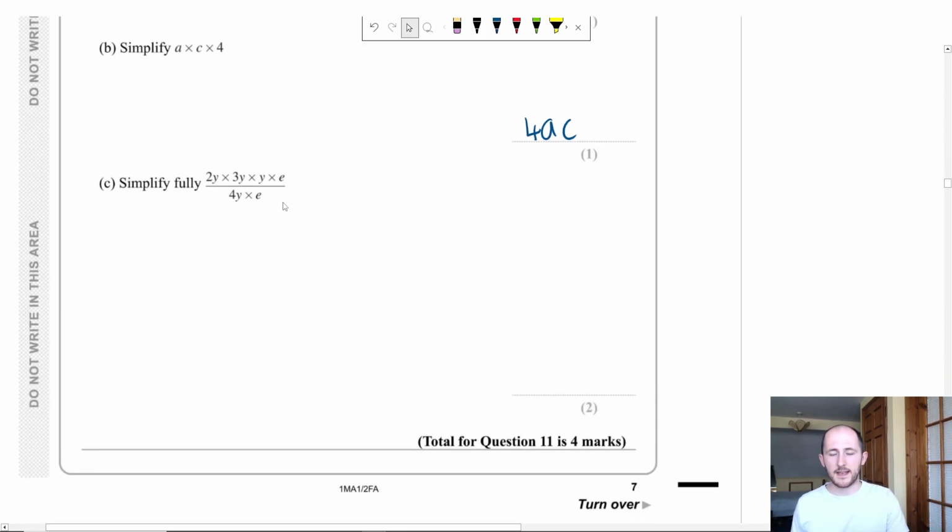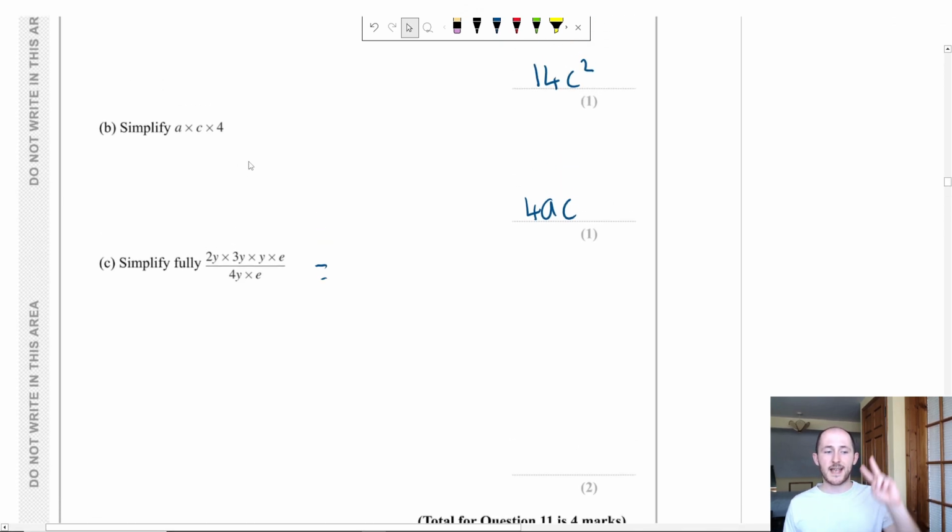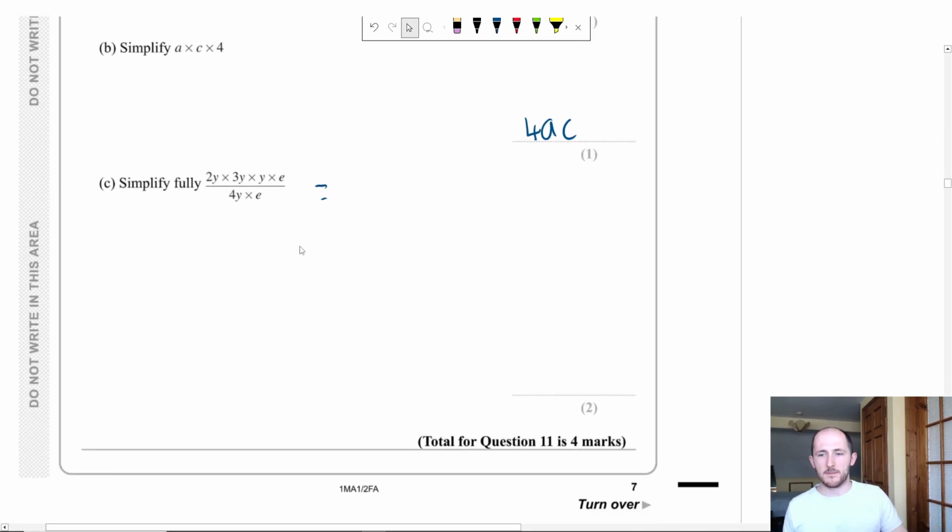When we have a fraction like this, again, it might look a bit scary, but what I would do first is do what we did in the first 2 parts and simplify the top and the bottom. So let's times the numbers first, 2 times 3 times 1 times 1, so in other words 2 times 3, which is 6. Then we have y, so that's y cubed. And then we just have e. And that would be over 4y times e, which is just 4ye.